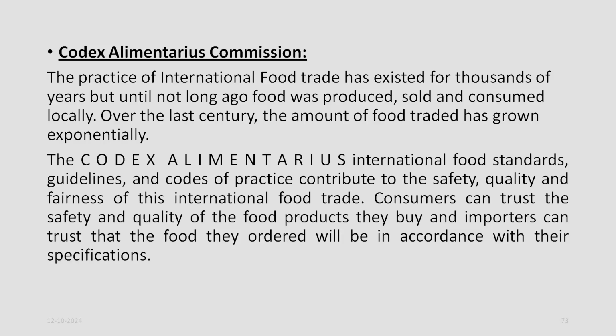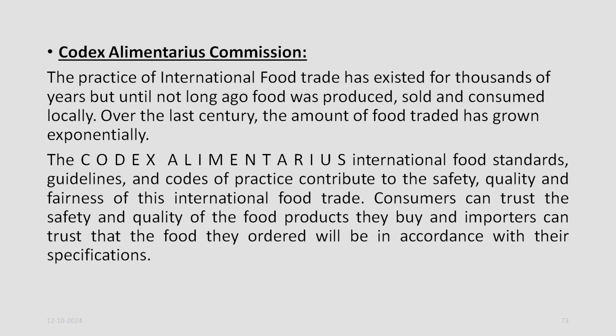Over the last century, the amount of food traded has grown exponentially. The Codex Alimentarius International Food Standards, Guidelines and Codes of Practice contribute to the safety, quality and fairness of this international food trade. So, this is the main expectation from Codex Alimentarius, that it sets the international food standards, guidelines and codes of practice that will be available to the parties related to this organization, and mainly the task is to maintain safety, quality and fairness of the international food trade.